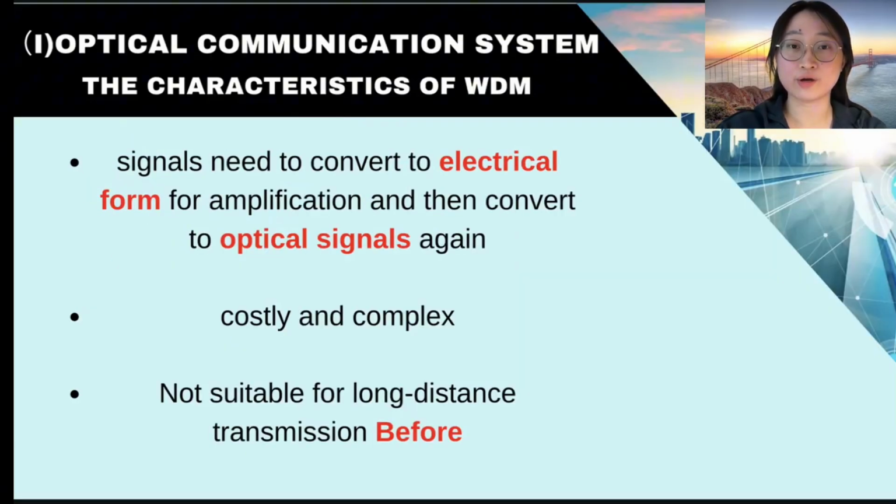Also in this topic, we are going to discuss the characteristics of WDM, which means wavelength division multiplexing. The signal needs to be converted into electrical form for amplification and then converted to an optical signal again, which is very costly and complex. Therefore, it was not suitable for long distance transmission before.